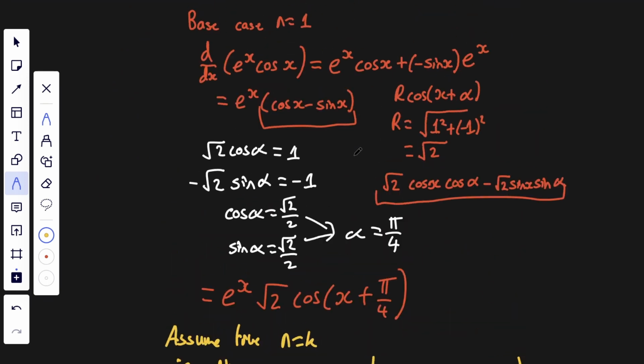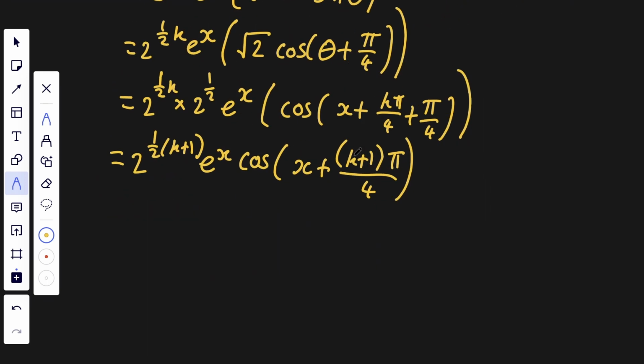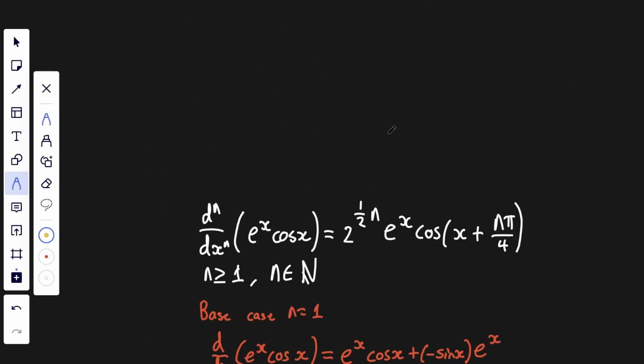And at this stage, we can now do our conclusion. So, as it's true for k plus 1 when true for k, and true for base case n equals 1, by mathematical induction, it must be true for all k greater than or equal to 1. And we're finished.